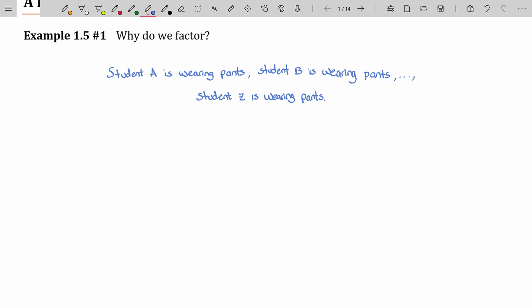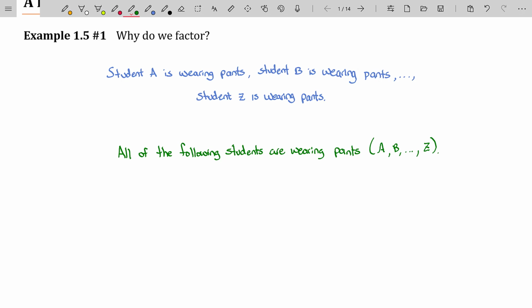Oh, student A is wearing pants. Oh, student B is wearing pants. Oh, student C is wearing pants. We'd be there all day saying that. So instead, we say something like, all of the following students are wearing pants. A, B, C, D, E, F, and so on and so forth all the way until we get to Z.